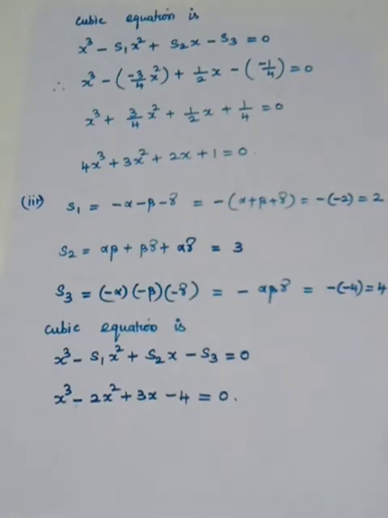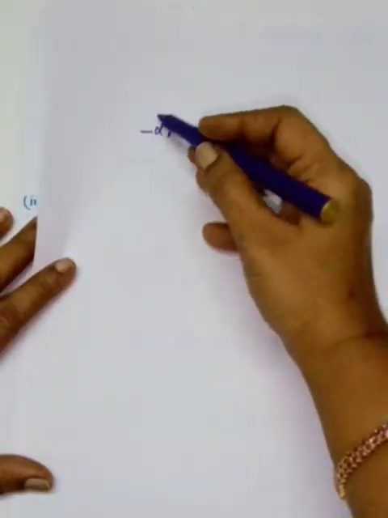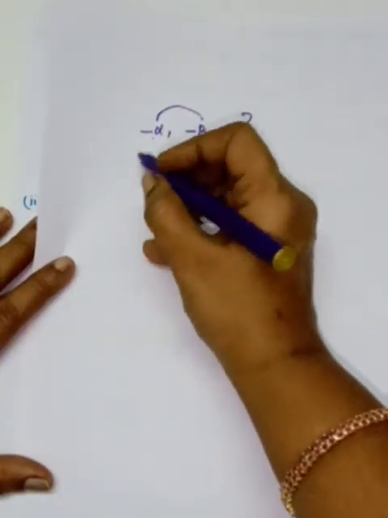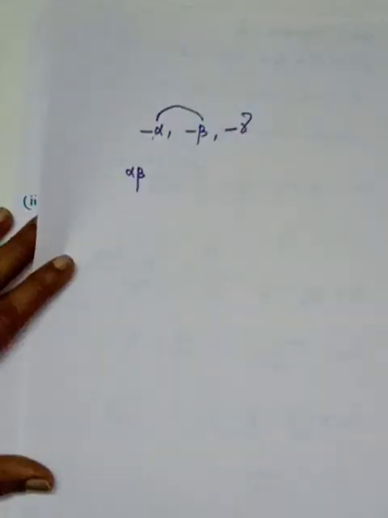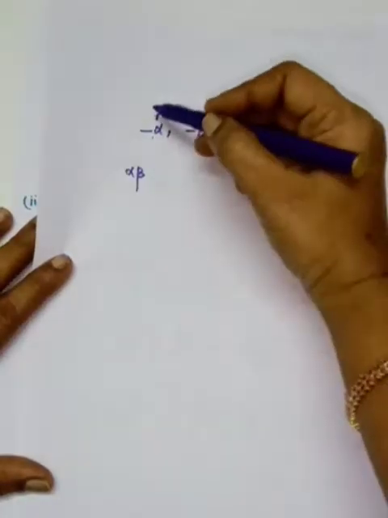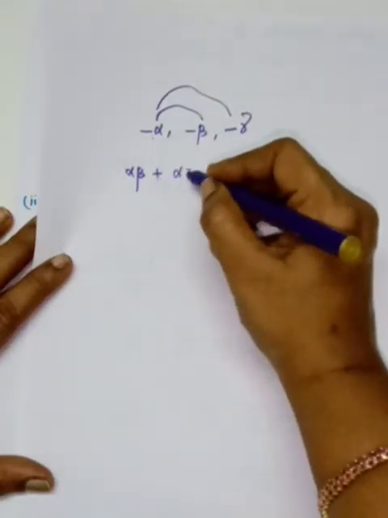Next what you have to do? You have to add the product of the roots taken 2 at a time. So first and second: minus alpha into minus beta, minus into minus is plus. So first one is alpha, beta. Next, minus alpha into minus gamma, if you multiply, it is plus alpha, gamma.